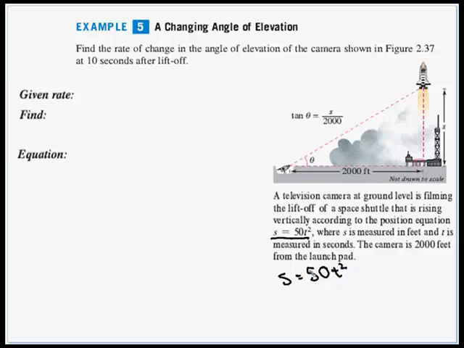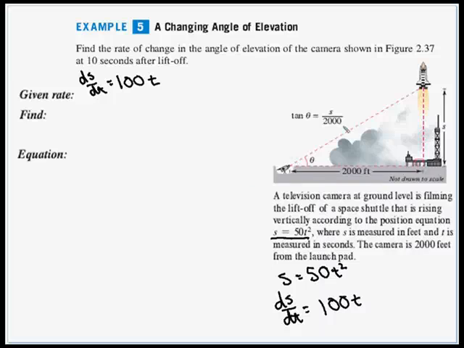Can we differentiate both sides of this with respect to t? Yeah, well, if we differentiate the left side, we have ds dt. And now we are differentiating with respect to t, so there's not going to be a differential created here. We just differentiate 50t squared and get 100t. So there is our given rate. It was sort of hidden, but ds dt is 100t. I'll come up here. Given rate, ds dt is 100t.